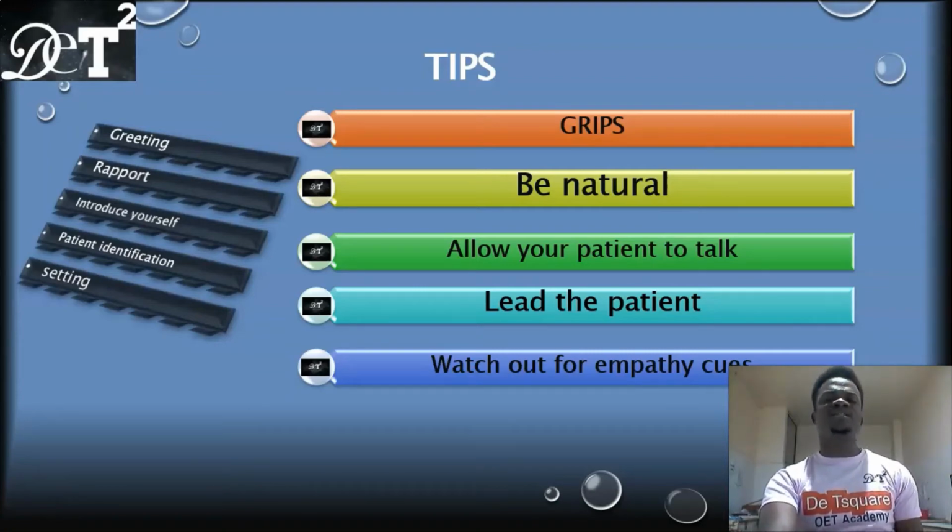Maybe the patient is crying or is in pains. You can say, I'm so sorry that you are feeling this pain. You can tell this patient, I can see that you are in pains. I'm really sorry. You can also say something like this, I can't imagine how discomforting this must have been for you. Okay, so these are the ways that you can express empathy to the patient.